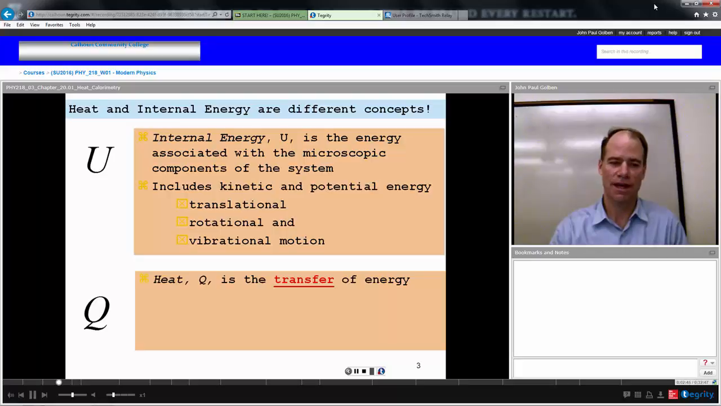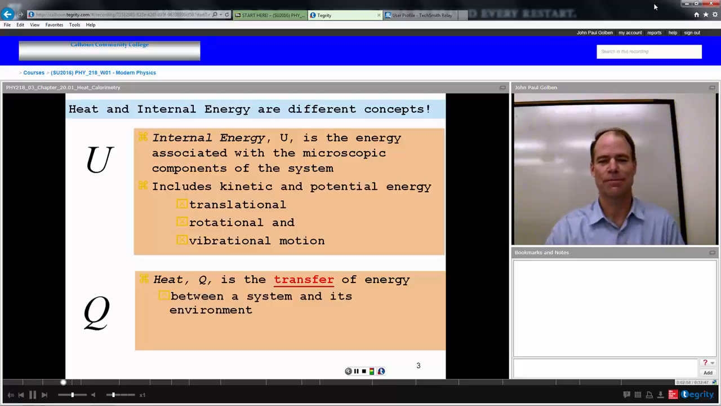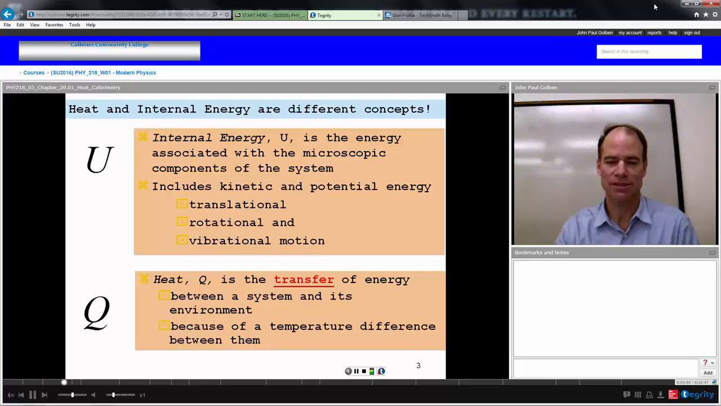As opposed to that is heat. Heat is the transfer of energy from one state to another. So it's not really the internal energy itself. It is the transfer of energy between a system and its environment, in particular because of a temperature difference between the two. So one is the energy of state, the other is a transfer of energy. When we say we heat something up, even though we may think of it as getting hot, the hotness is its internal energy, and the transfer of energy is the heating.